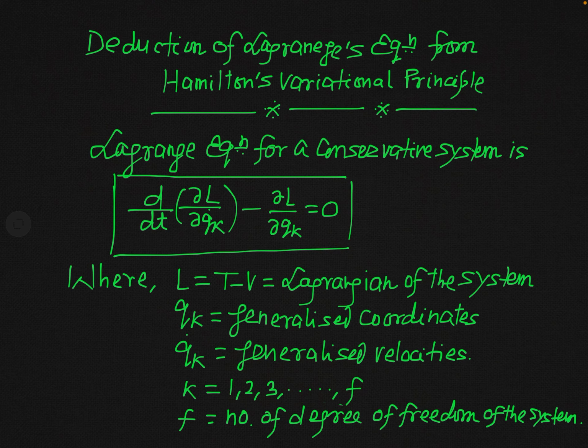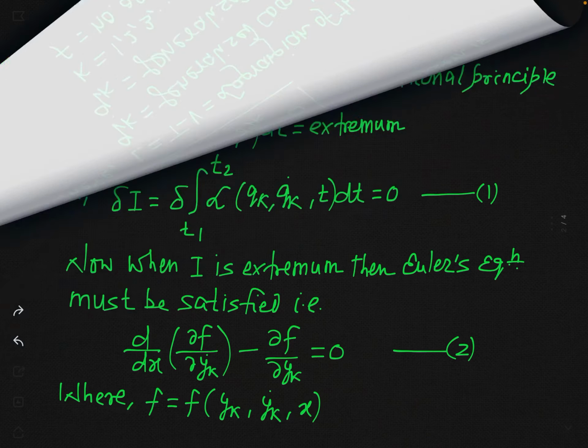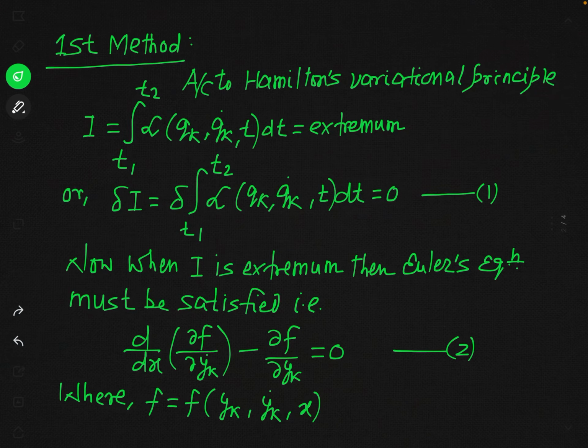So in this regard, I will discuss two methods. The first one is a very brief, very short method. You can see here. As you know, according to Hamilton's variational principle, the time integral of the Lagrangian of the system is extremum. Mathematically, you write I equal to the integral from t1 to t2 of L(qk, q̇k, t) dt equal to extremum. As I have told you, these qk are generalized coordinates.